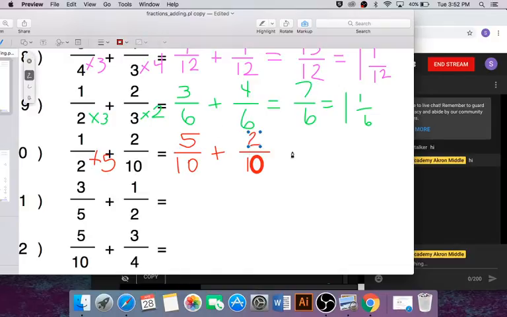And then we add. Denominator stays the same at 10. And our top, we have 5 plus 2, which is 7. So our answer is 7 over 10.